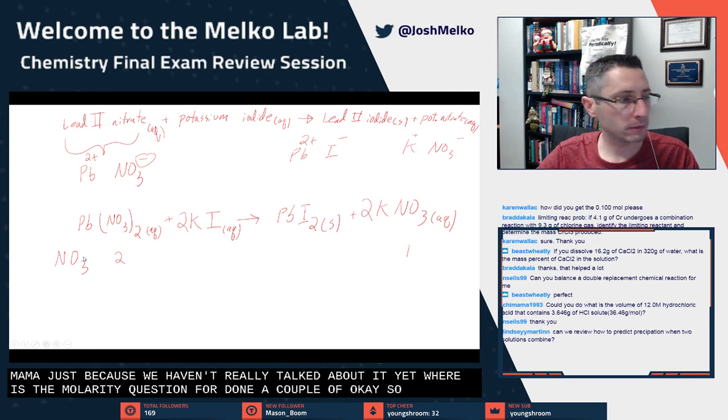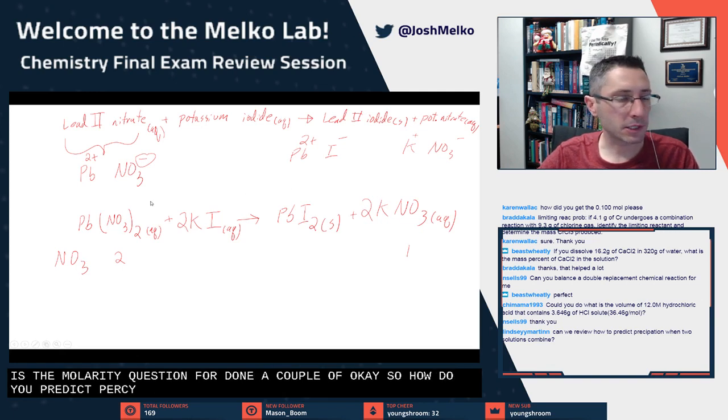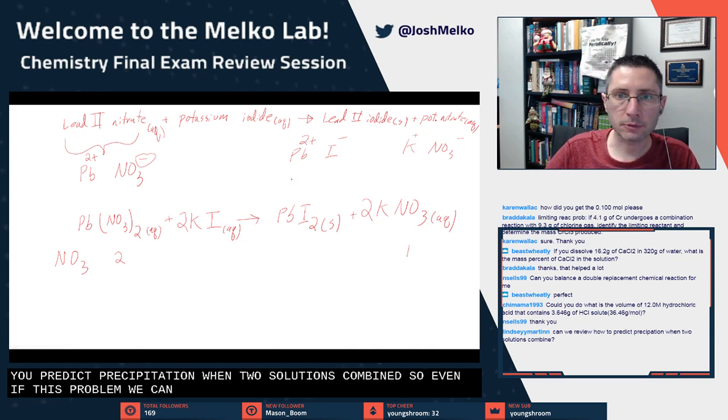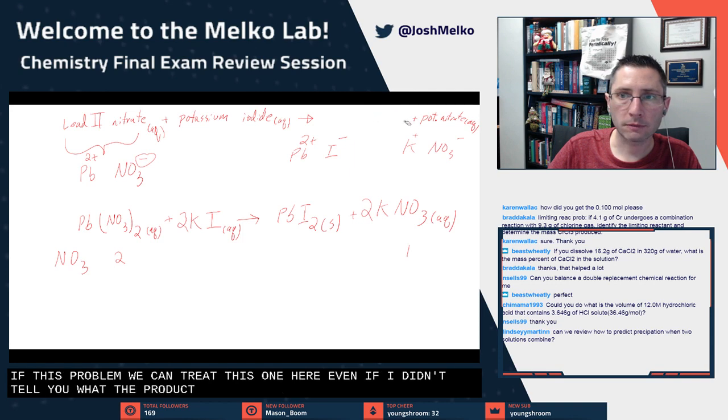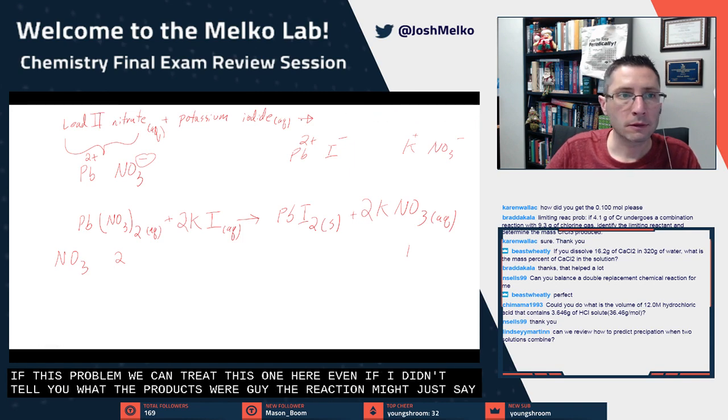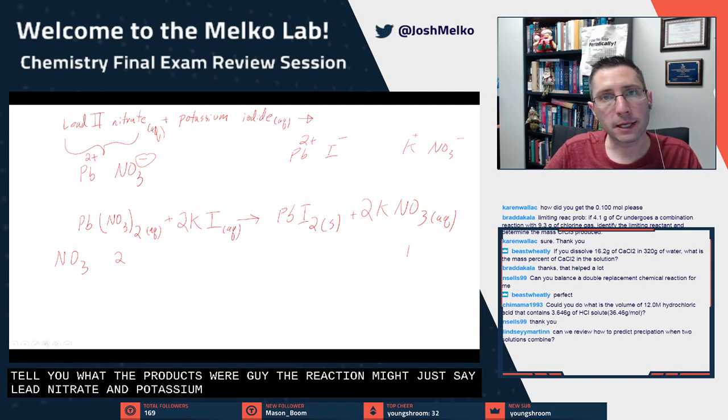Okay, so how do you predict precipitation when two solutions combine? So even if this problem, we can treat this one here. Even if I didn't tell you what the products were, the reaction might just say lead(II) nitrate and potassium iodide combine in a double replacement reaction.